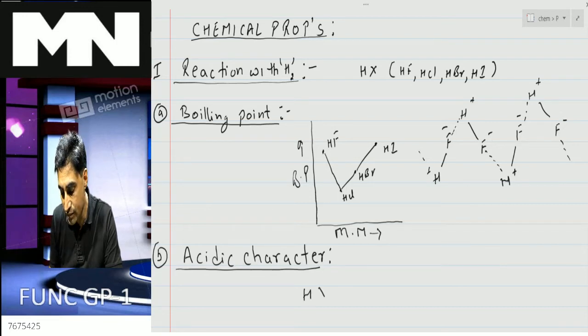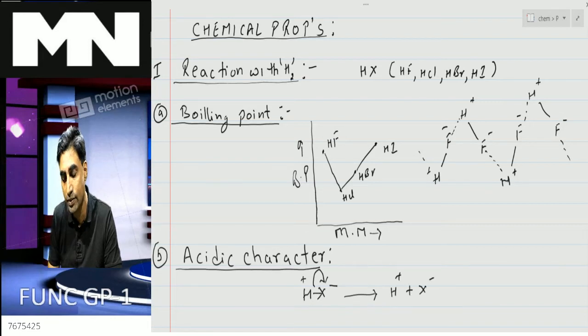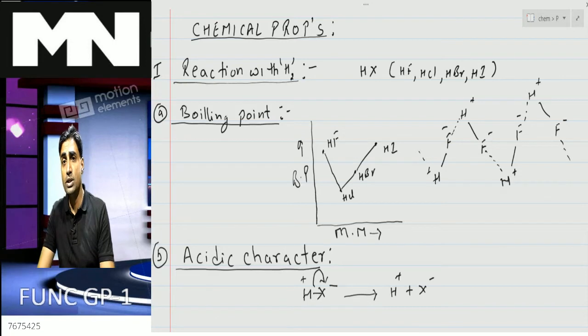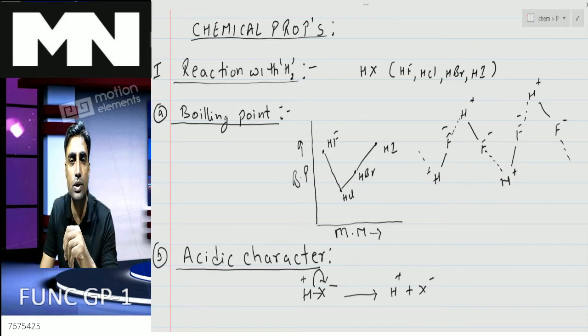Like if I have HX, we know X is always more electronegative than hydrogen. So it has a tendency of attracting the electron toward itself. So X will become negative and H will acquire a positive charge. So very prominently this bond will break and you will get H positive and X negative. So all compounds of 17th group elements with hydrogen have a tendency of withdrawing electrons from hydrogen, releasing hydrogen as H positive ion, and that's why they are protic acids. Now the question comes to our mind, which among them is most acidic and why?